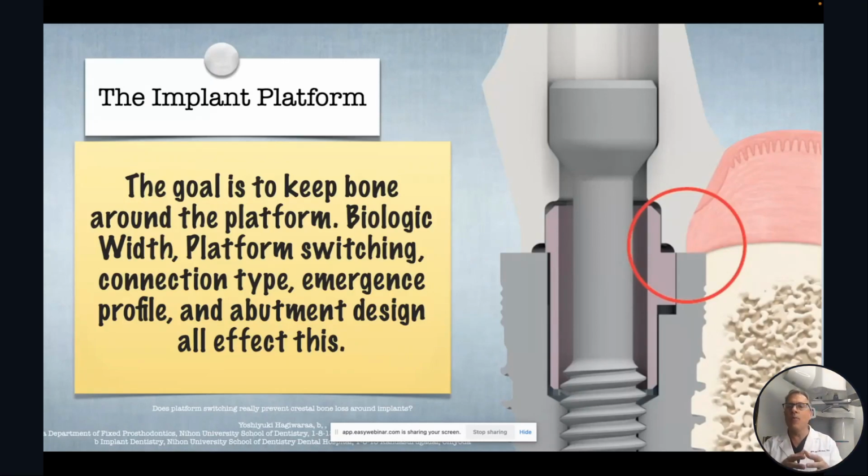So if we think about it, we want room for bone to hopefully grow over the top of the implant, or at least stay put at the implant platform and give us some room for our biologic connection of the tissue.